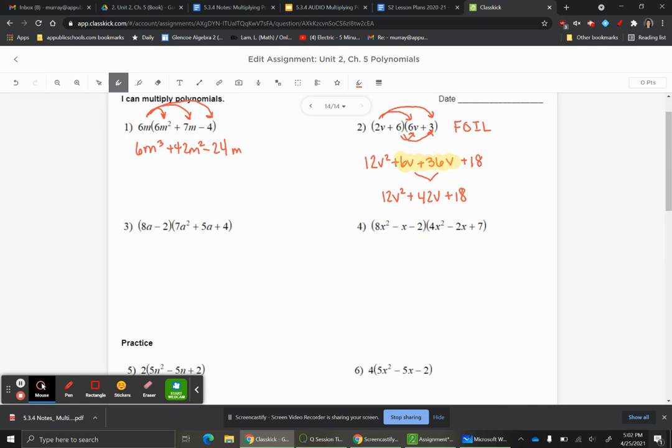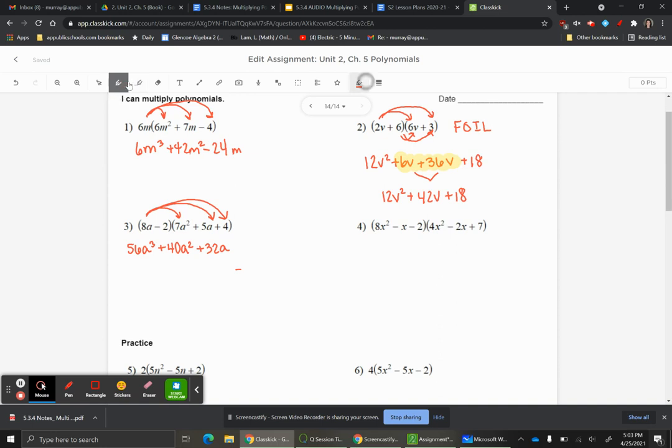Just like with number 2, we can first start off with the very first term, and then go to our other terms inside the trinomial, so inside these other parentheses. So 8a times 7a squared would give us 56a to the third. Still going with 8a, now on to the next term, which is 5a. So we have 40a squared. Then still working with our beginning 8a all the way to that last term, which is 4, we're going to have a positive 32a.